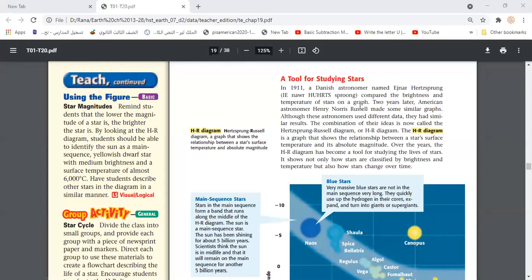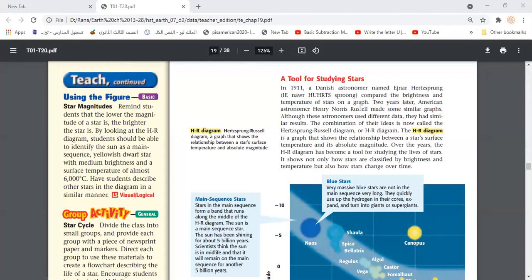Yes, he was comparing the brightness of the star to its absolute magnitude. That means he compared the apparent magnitude, which is the brightness of the star, to its absolute magnitude, and started to draw this diagram. He also compared the temperature of the star to its absolute magnitude, so he made a graph between the temperature and the absolute magnitude.